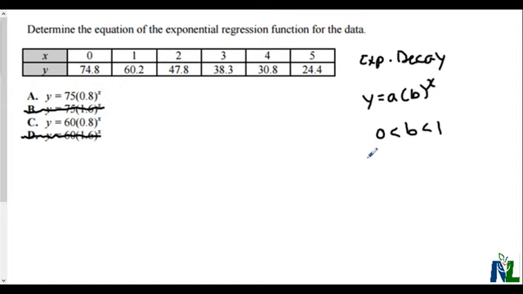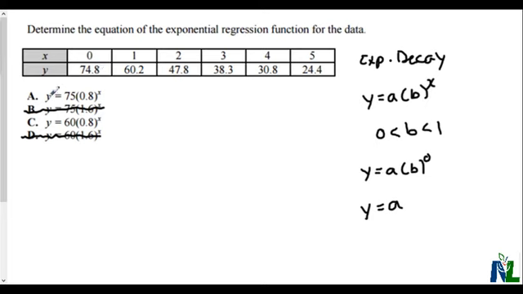The next important piece of information would be to look at the y-intercept. If I look at ab to the x, and I wanted the y-intercept, that means x is 0. So really the y-intercept is equal to the value of a, or the value in front of the power. When x is 0 here, I have a y value of 74.8, which is almost 75.